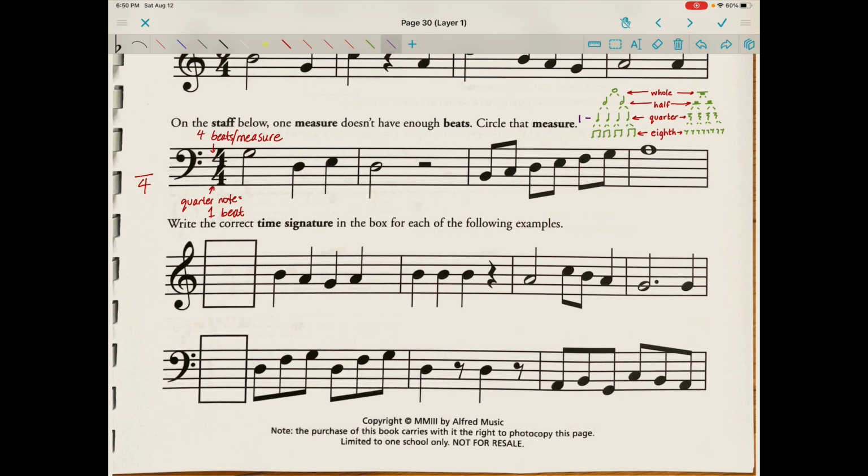Looking at our note value and rest value pyramids, a quarter note and a quarter rest will each get 1 beat. A half note and a half rest will get 2 beats. A whole note and a whole rest will get 4 beats. And an eighth note and an eighth rest will get half a beat each. So now we can do our math again.